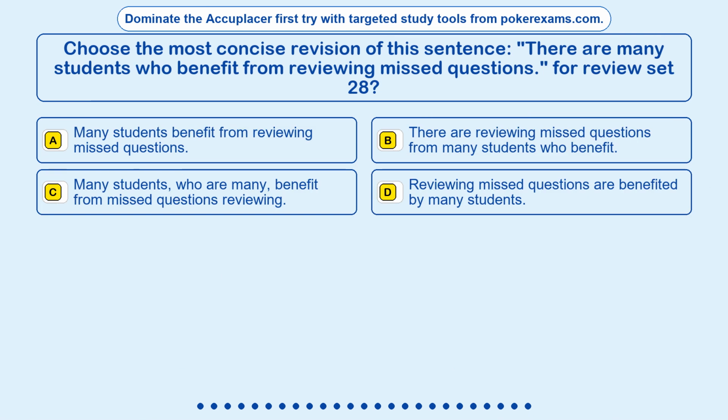Question 22. Choose the most concise revision of this sentence. There are many students who benefit from reviewing missed questions. For review set 28. Option A. Many students benefit from reviewing missed questions. Option B. There are reviewing missed questions from many students who benefit. Option C. Many students, who are many, benefit from missed questions reviewing. Option D. Reviewing missed questions are benefited by many students.